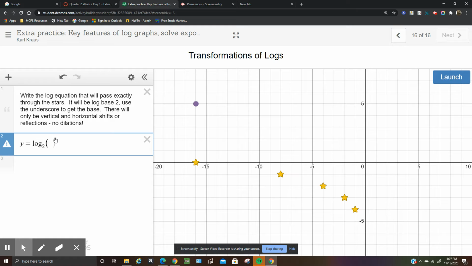So if I do log base 2 of x, and I want to reflect it over the y, so this is going to be a negative in front of there. Then I look at the distance between here and here. So 1, 2, 3, 4, it looks like 4. Let me try -4. Yep, that works.